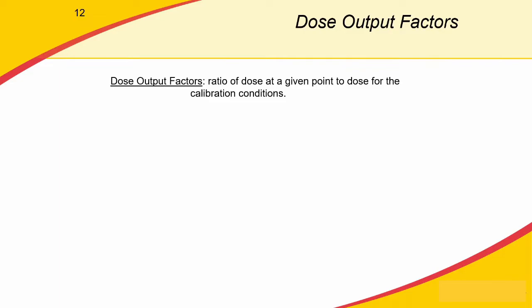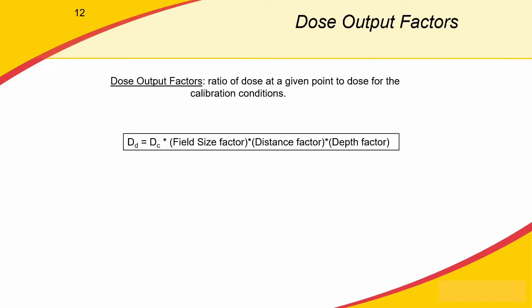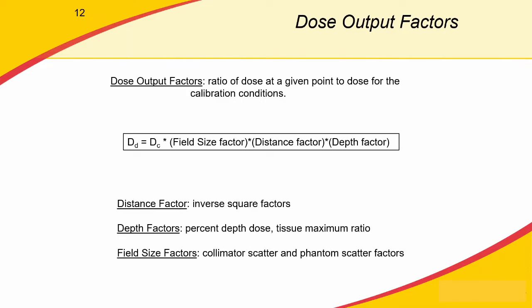Next, we'll switch and talk about dose output factors. These factors allow us to calculate dose in a patient for any point and field size that we're interested in. This is accomplished by taking the dose delivered under calibration conditions and multiplying it by field size, distance, and depth factors, which transform the calibration condition dose into the dose we want at the particular point in the patient that we're interested in.